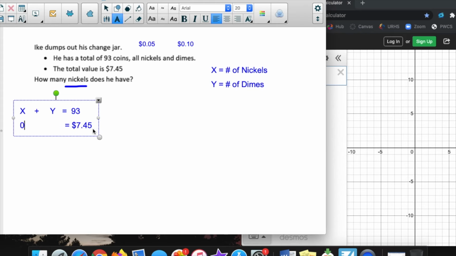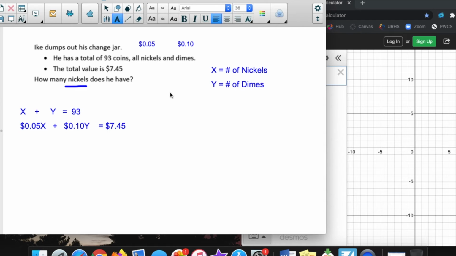So then going to set this up, again, tying together the amount that a nickel is worth with the variables. X is the number of nickels, and 5 cents is how much that is worth. I'll put the dollar amount there. So 5 cents X plus 10 cents Y, that's going to be my equation here. 5 cents X plus 10 cents Y equals that total money amount of 7.45.